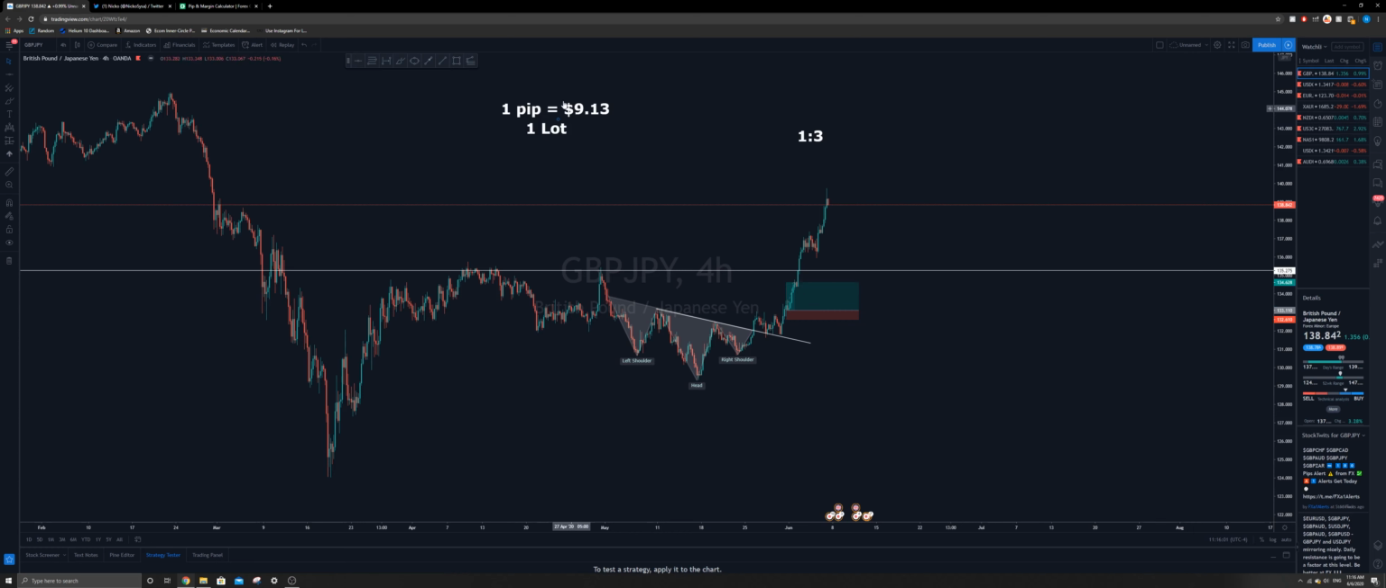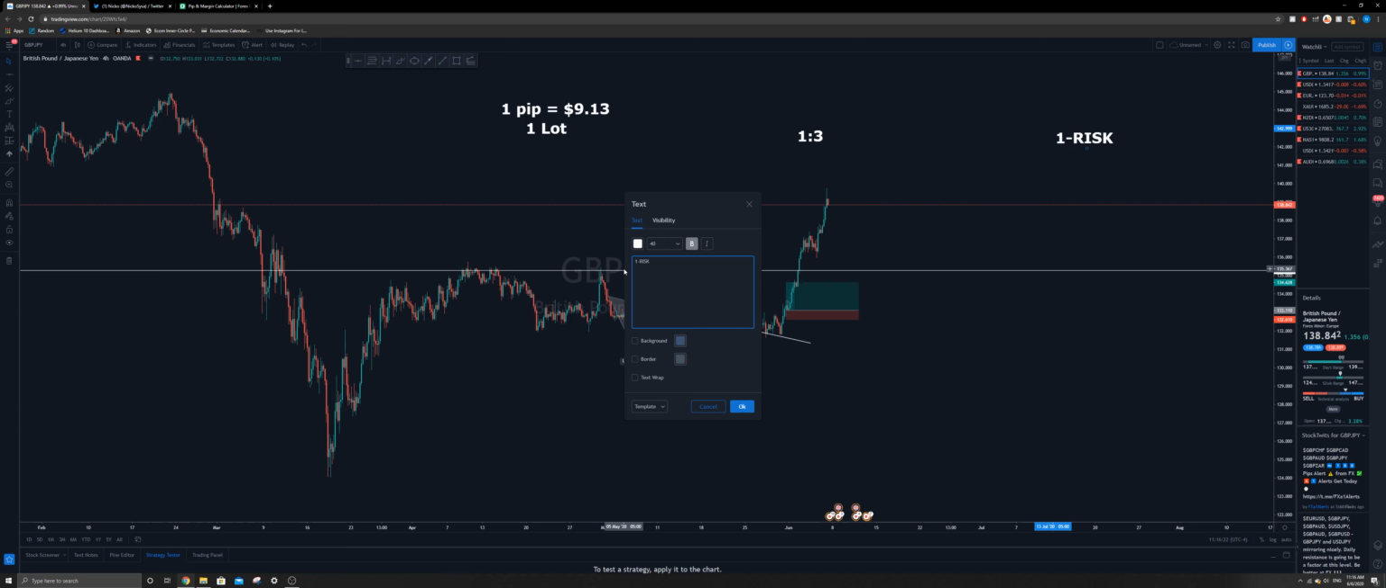All right, so 50 pips, how much money would I lose? All right, so it would be 50 pips times $9.13. All right, so that equals out to our risk. It would equal to $456.50. All right, and this might seem like a lot, but this is just an estimate, just a mock. Okay, so our reward would be our 3.